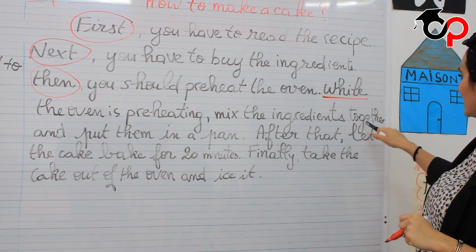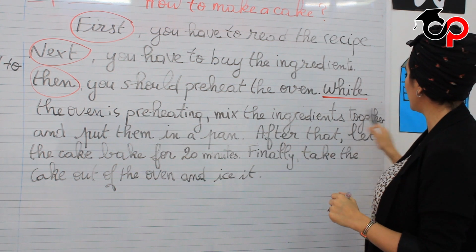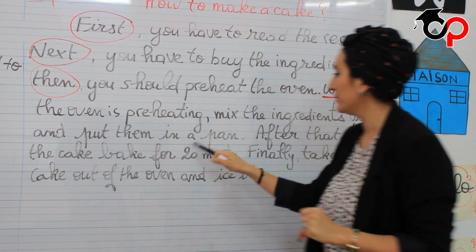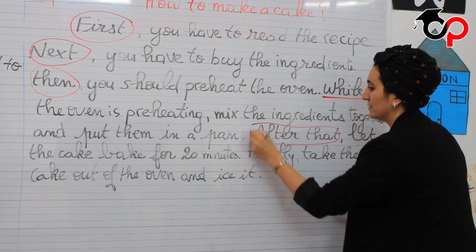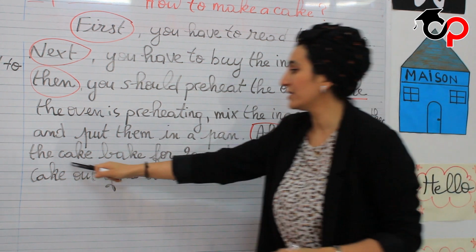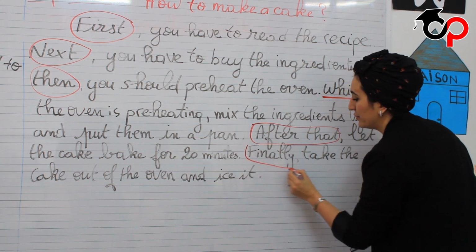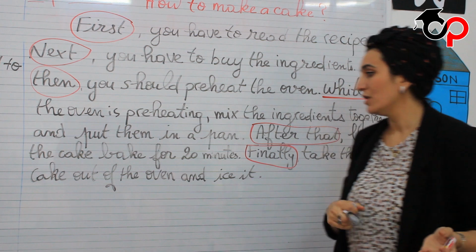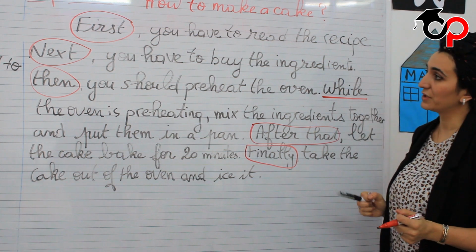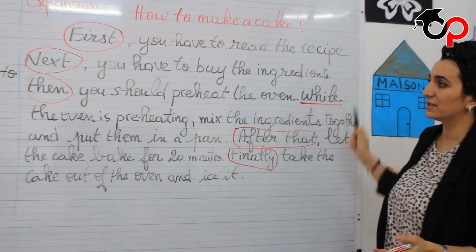The fourth step is, where is it? The oven preheating. Mix the ingredients together and put them in a pan. After that, let the cake bake for 20 minutes. Finally, the last step. Take the cake out of the oven and ice it, okay? So here, 1, 2, 3, 4, 5, 6, or 5 or 6, as you like.